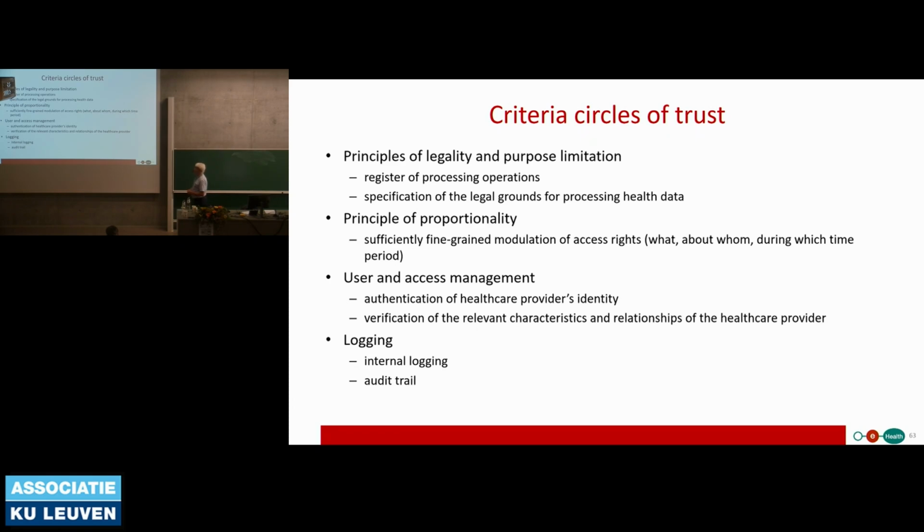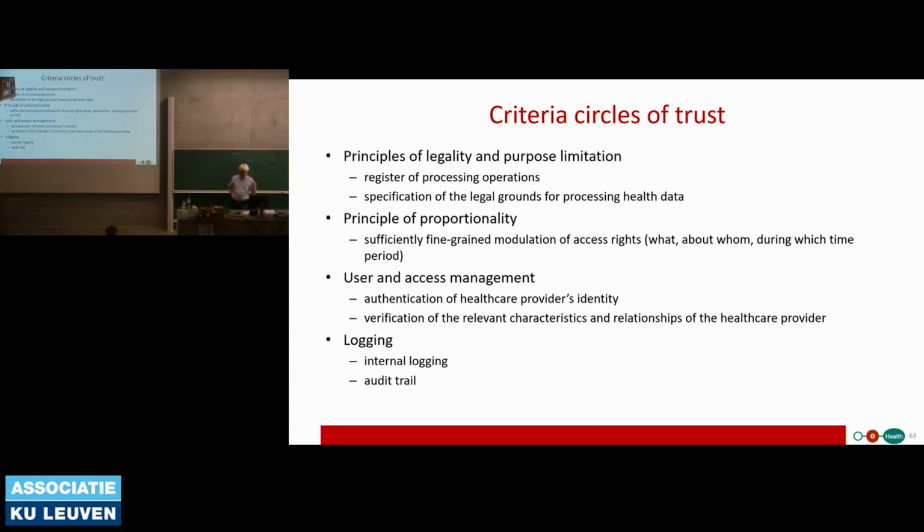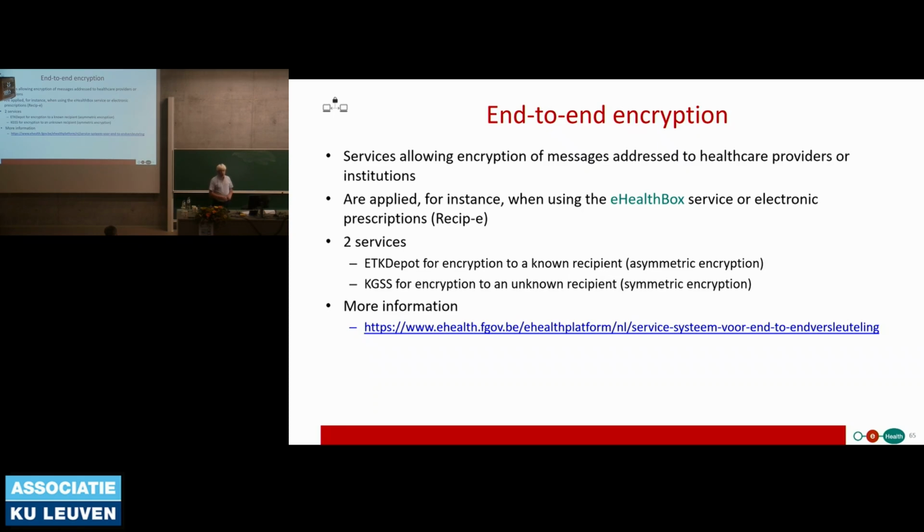And we defined a number of criteria. Those who want to implement these circles of trust have to meet a number of criteria. They have to guarantee that there is purpose limitation, proportionality. They have to have a user and access management system, a logging system, and so on. So this is a second service. You have the certificates, you have the user and access management system. A third basic service is end-to-end encryption.